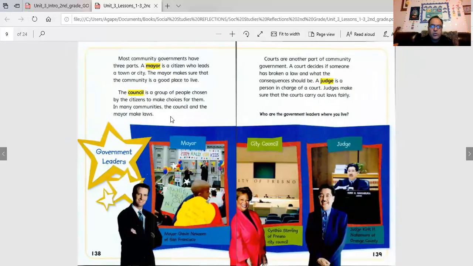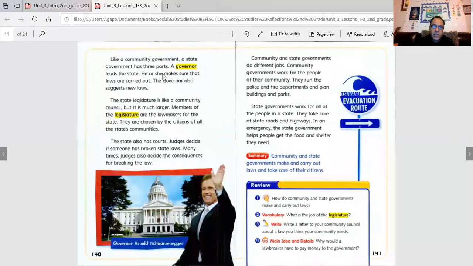First, we read about a community government, a city. Now we're going to read about the state. Like a community government, a state government has three parts. A governor leads the state. He or she makes sure that laws are carried out. The governor also suggests new laws. That's one part, the governor. The state legislature is like a community council, but it is much larger. Members of the legislature, the second part, legislators, are the lawmakers for the state.